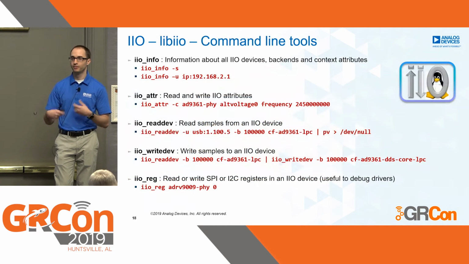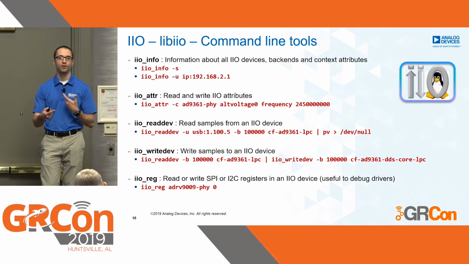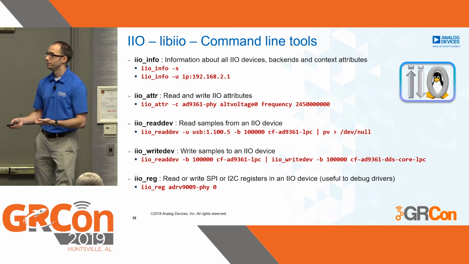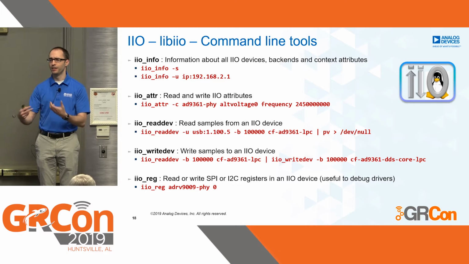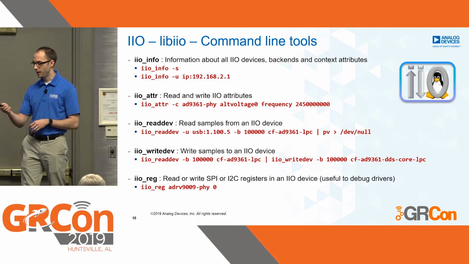But like any good library, it has standard command line tools. So if you want to change, say, the sample rate or the LO frequency or some device attribute, you can directly do that. You can directly access registers if you want to do that. So you have a number of command line tools from directly accessing attributes, finding devices on the network, reading and writing from buffers. If you want to get really low level on the device, you can do that with these tools.